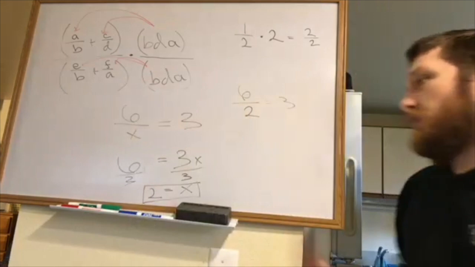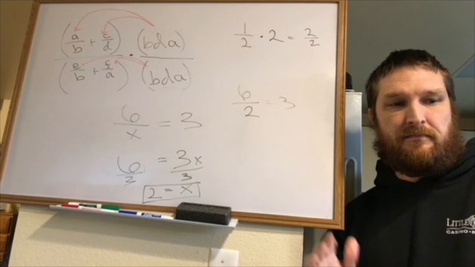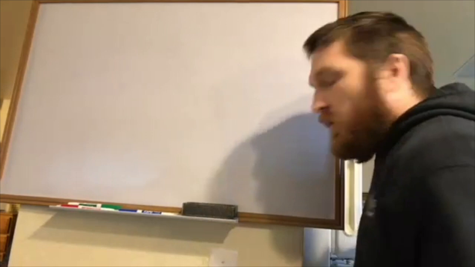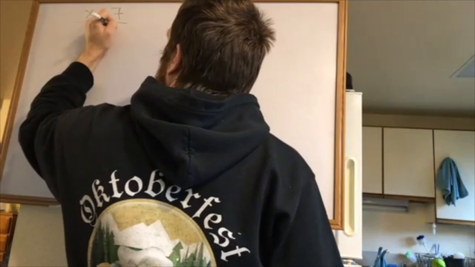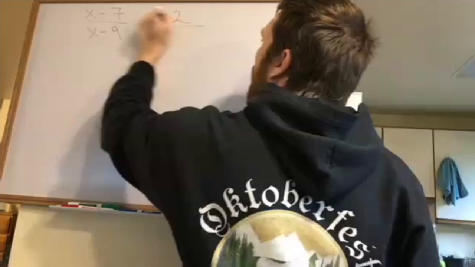Everything making sense so far? Okay, now, moving on. This is where things get a little tricky. So let's do this example. We have x minus 7 over x minus 9 is equal to 2 over x minus 9.